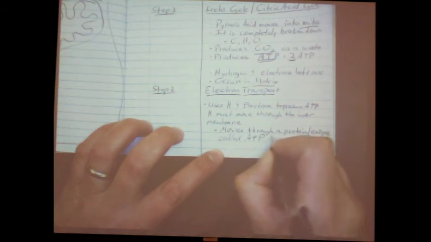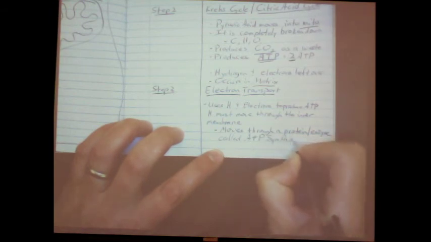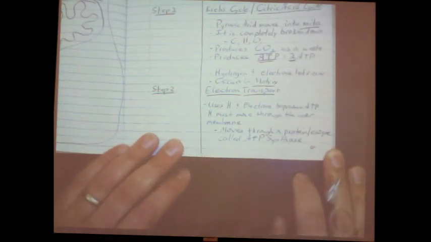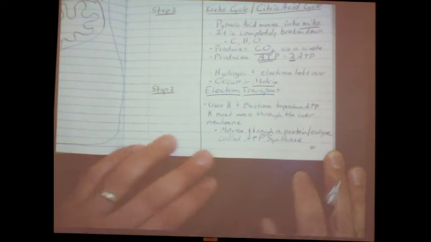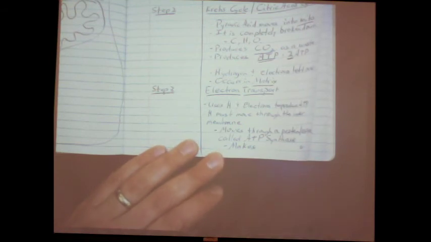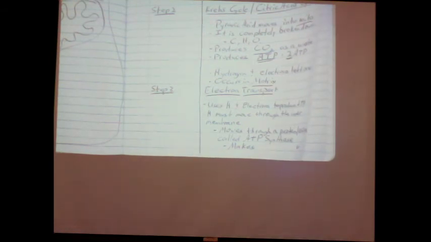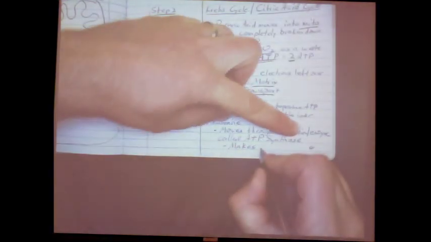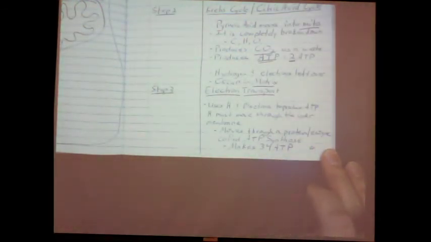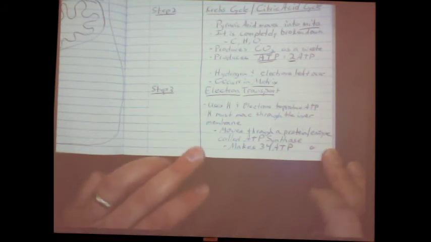ATP synthase. ATP synthase. And this particular enzyme is going to make ATP. Makes, wait for it, makes a lot of ATP. It actually makes 34 ATP from that one glucose molecule that we started off with in glycolysis. That's a tremendous amount of ATP energy.